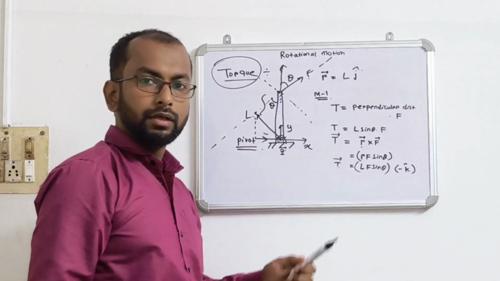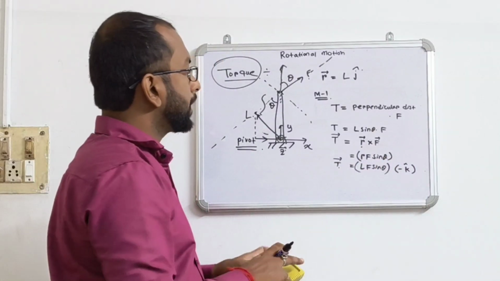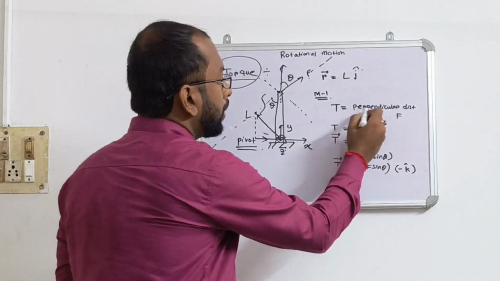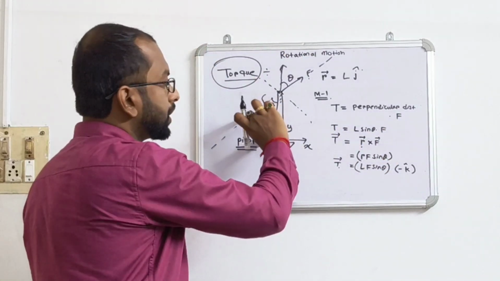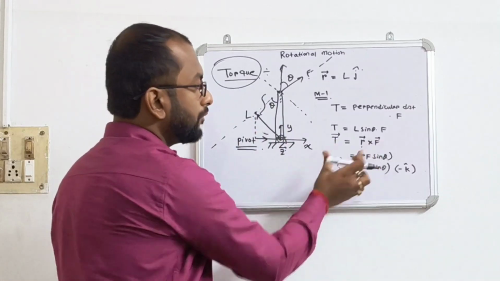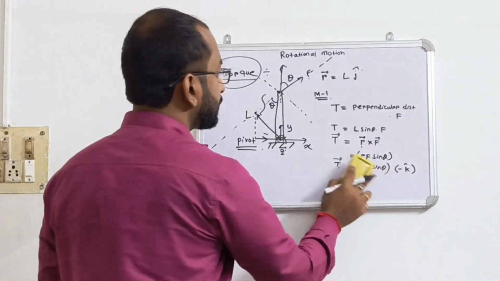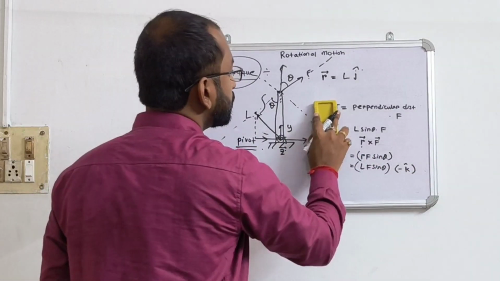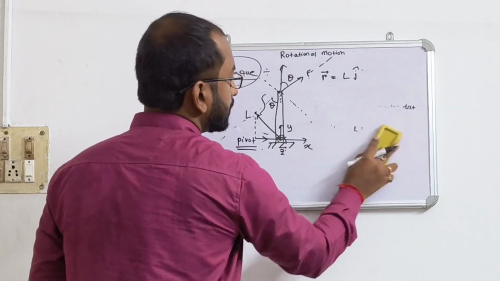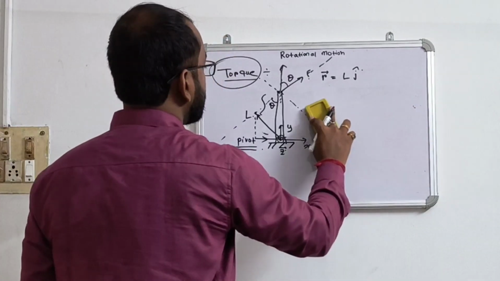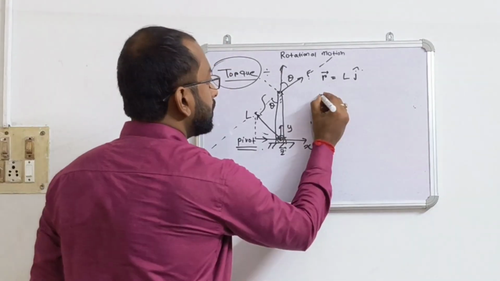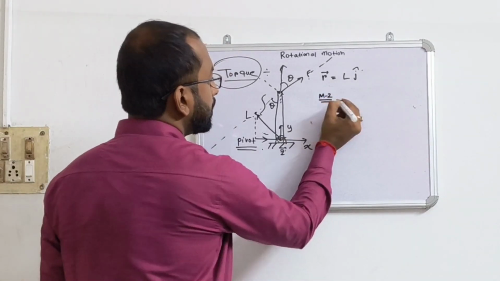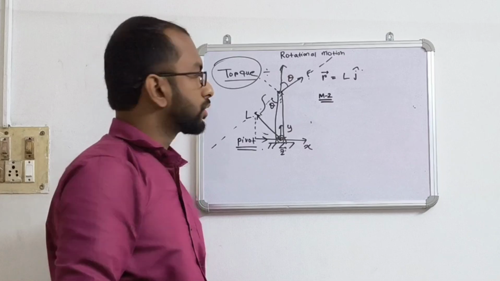So there is another method to find out the torque. One method is, as I told, I have to draw the perpendicular distance on the direction of the force. That distance multiplied by the force will be the value of the torque. Now we'll go to method 2, how to find out the torque.